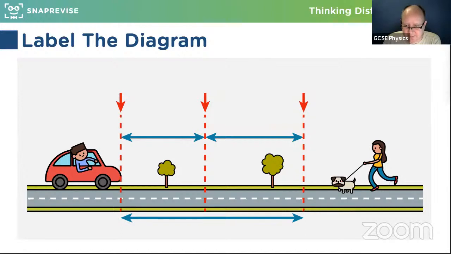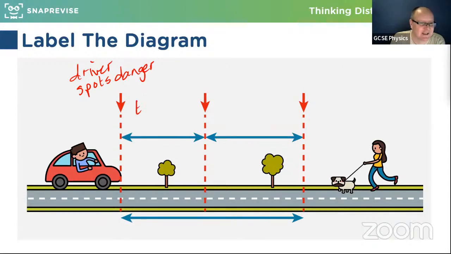Let's have a look at a diagram explaining this. So here we have a driver driving along a road. We've got a couple of points marked on our diagram and someone on the road walking a dog. At the first arrow, the driver spots the danger. The driver has seen that there is someone walking a dog in the road in front of them. So they have to think, they have to respond, they have to process that. So this first piece of the distance covered is the thinking distance.